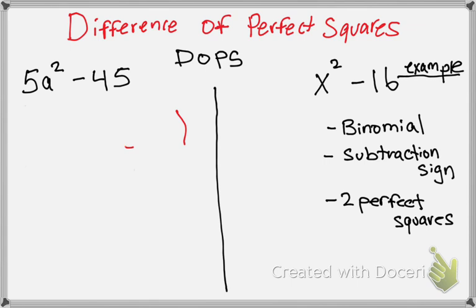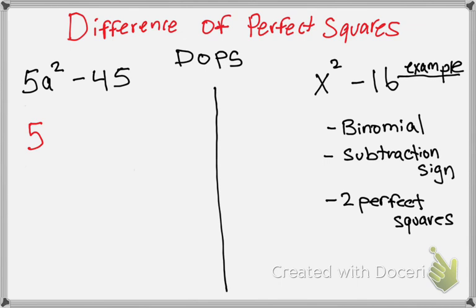So it is also important to take a look at what you got and possibly see if you can get a greatest common factor other than 1 out of your binomial. So what's the greatest common factor between 5 and 45? The greatest common factor is 5. Let's use red.